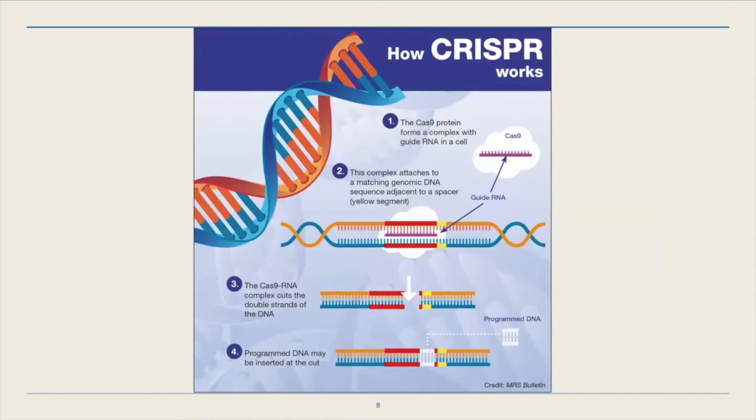So how does this system work? The guide RNA is a specific RNA sequence that identifies the target DNA region of interest and directs the Cas protein there for editing. The Cas9 is directed to the specific DNA location and cuts the double strands of the DNA. Then a programmed DNA could be inserted in that area.